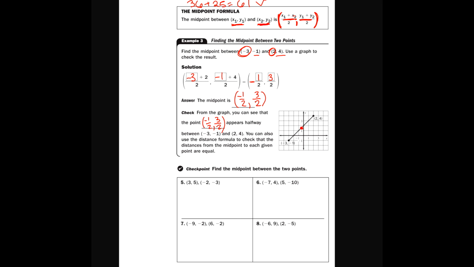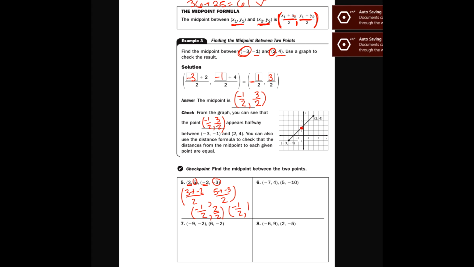Let's try a couple down here. So my midpoint is add my x's, 3 plus negative 2, divide by 2, and add my y's, 5 plus negative 3, divide by 2. So it'll be 1 over 2, and 2 over 2, which I can reduce to 1. So the midpoint is 1/2 and 1. That is my midpoint.